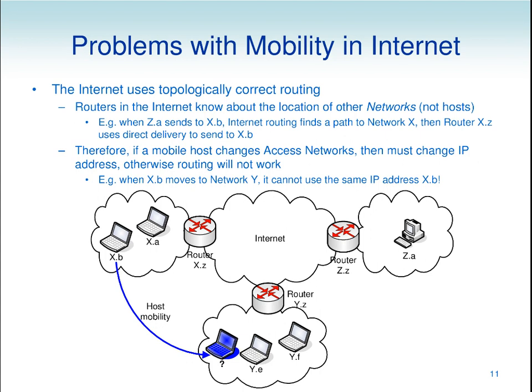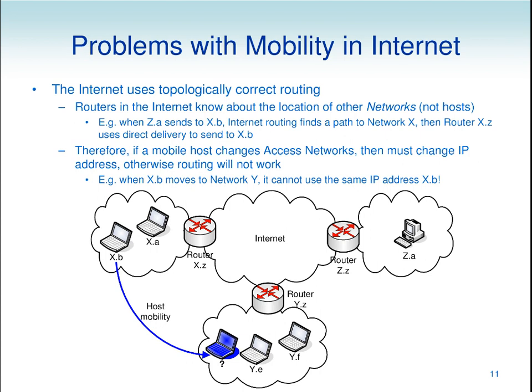These hosts have IP addresses. Here it's X.B, or for example, 110.10.97.something.151. As it moves into another network, what IP address should it have? It should be Y dot something. Why? Because this is access network Y.